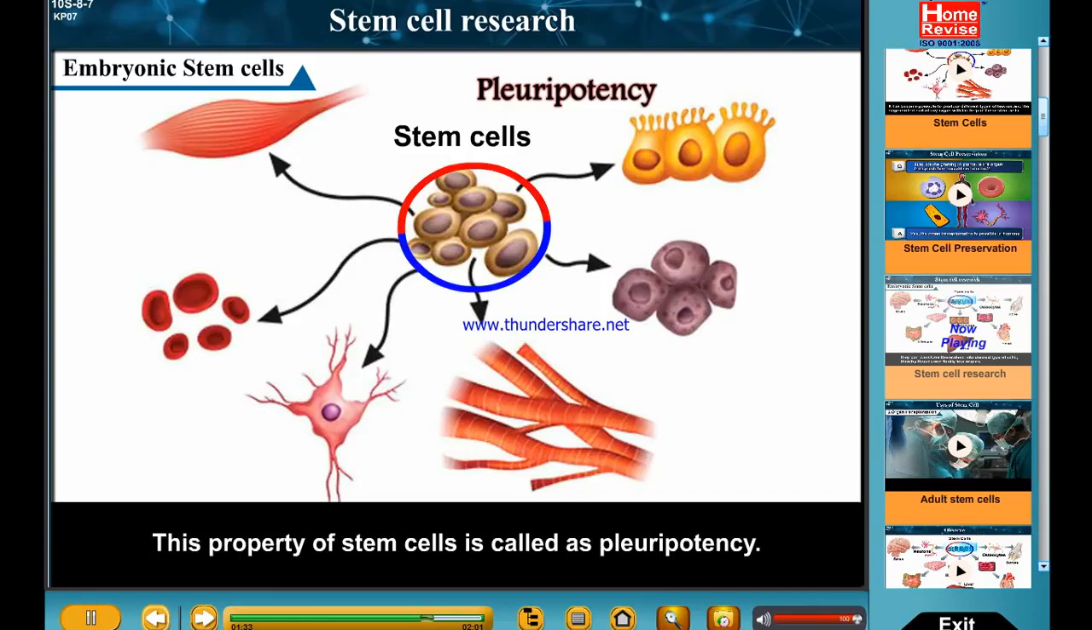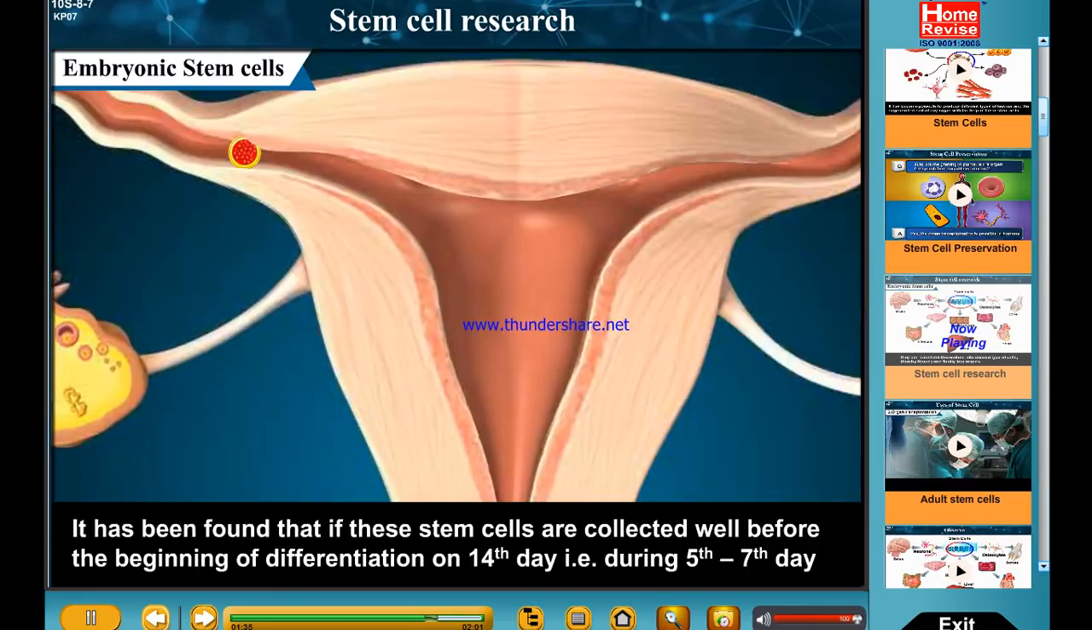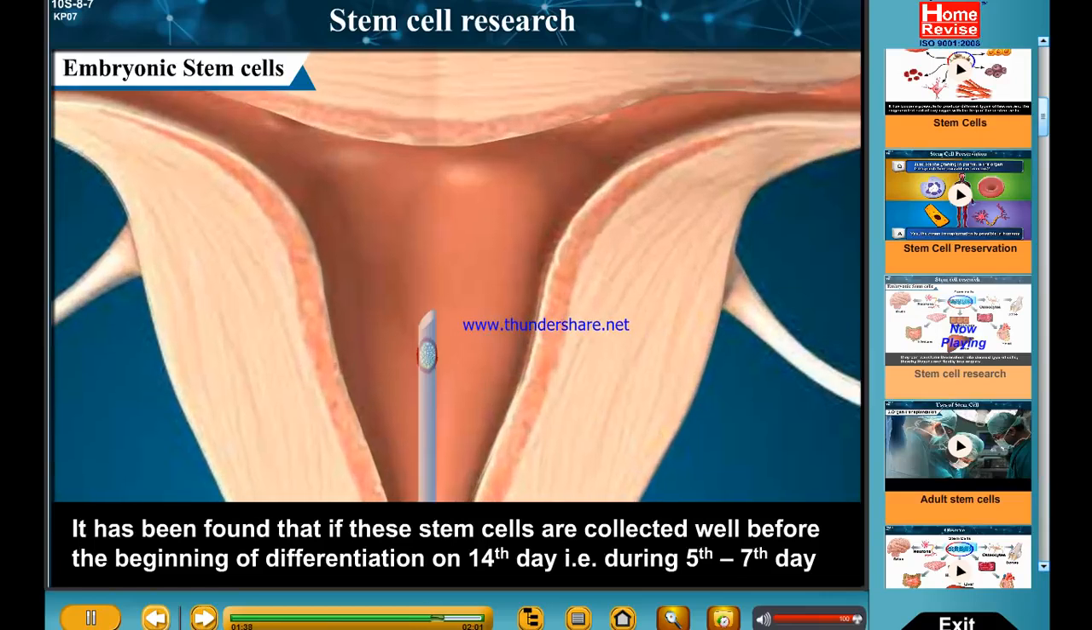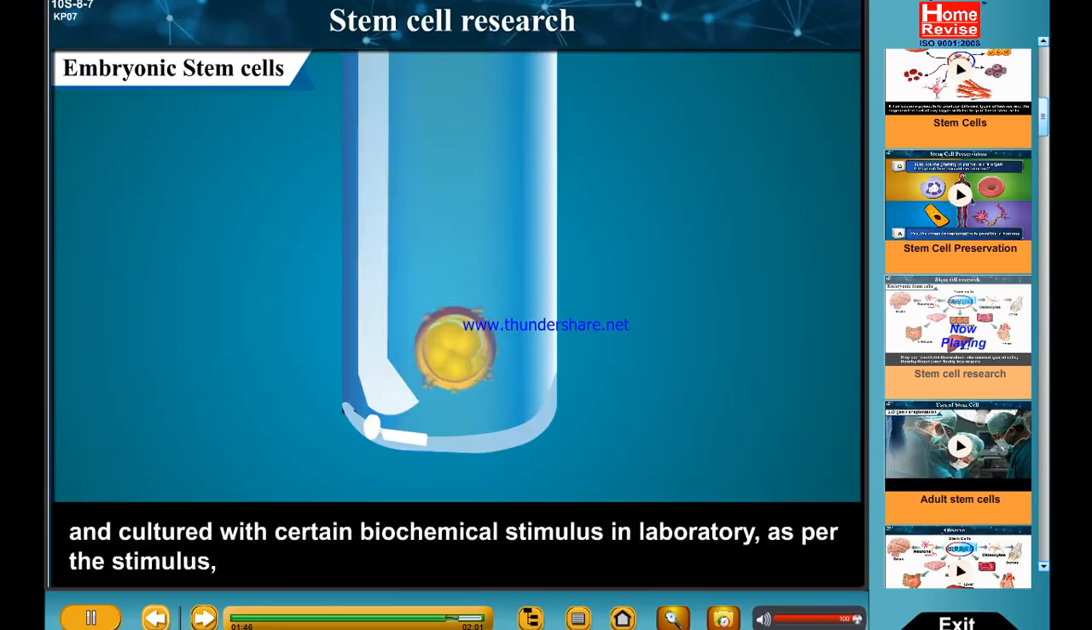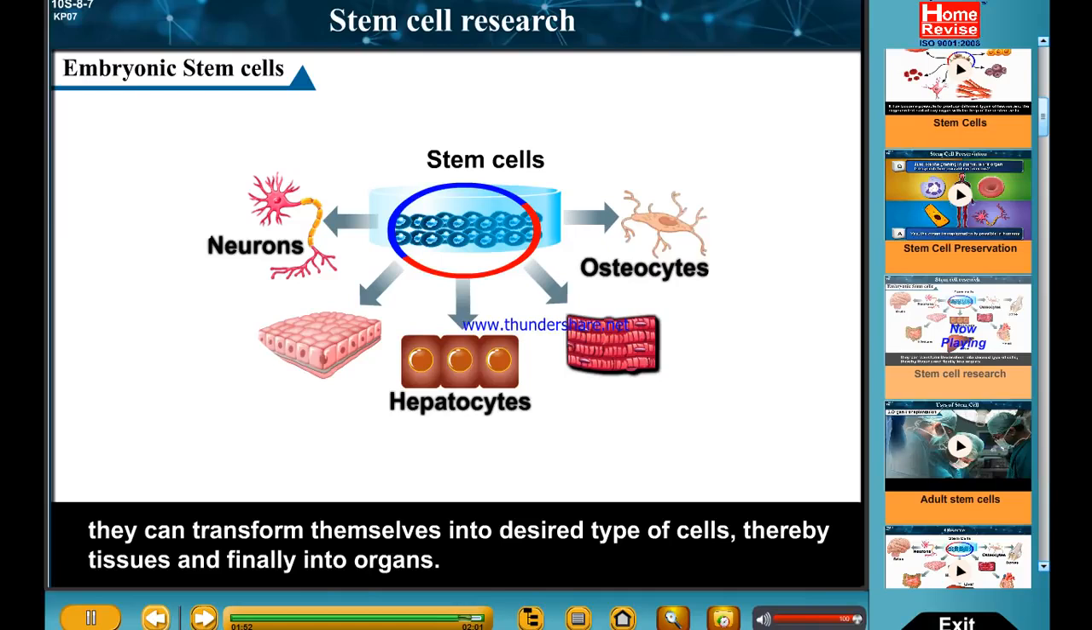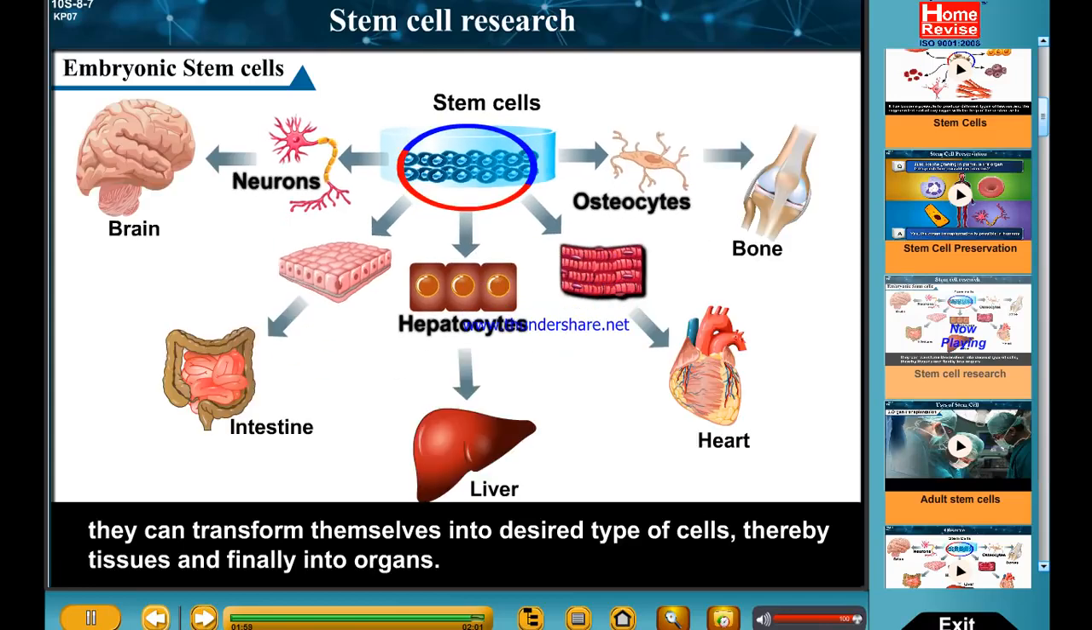It has been found that if these stem cells are collected well before the beginning of differentiation on the 14th day, that is, during the 5th to 7th day, and cultured with certain biochemical stimulus in the laboratory, then as per the stimulus, they can transform themselves into the desired type of cells, thereby tissues, and finally into organs.